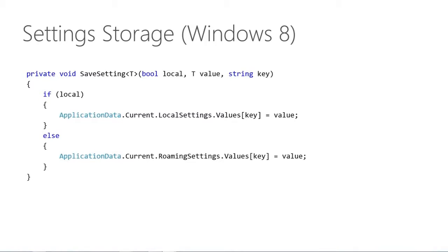This shows a method that can save a setting to either local or roaming storage. This is in Windows 8, obviously, because you can do local or roaming of settings in Windows 8. You can't do that in Windows Phone. And so if I am passed the Boolean that says if it's local, then we will use the local settings.value key and give it the value. If it's roaming settings, then I'll use ApplicationData.Current.RoamingSettings.Values key and then value.